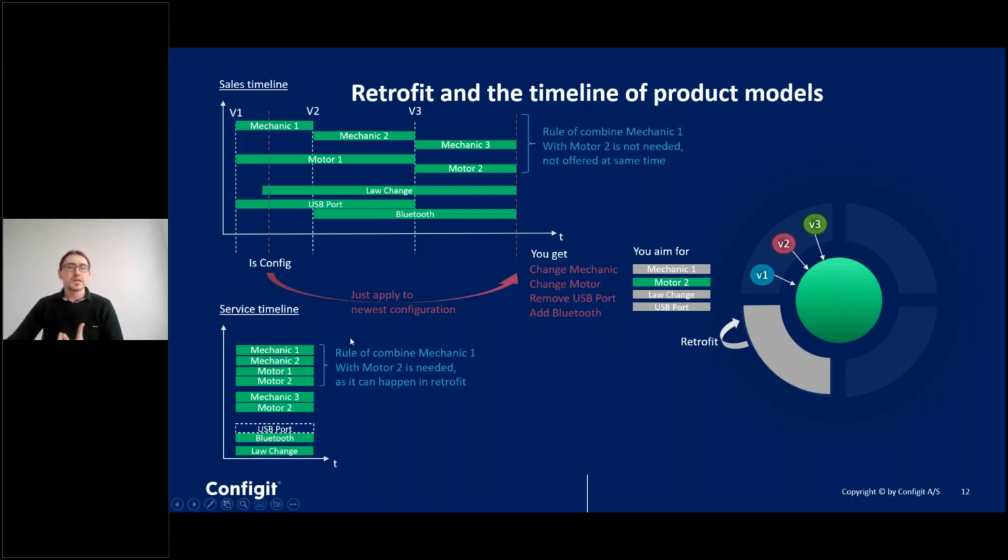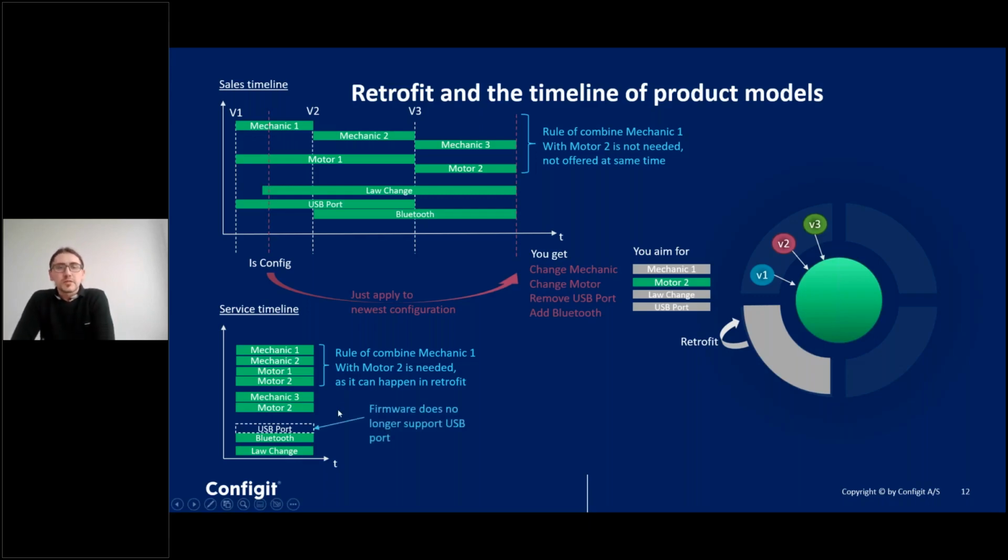So what we have to do is add a couple of rules, because in the sales timeline we do not have any rule which defines if the mechanic 1 we have here is combinable with the motor 2 we have here, because they were never sold at the same time. So there was no need for these kinds of rules. When we talk about a service timeline, then we need this rule, which defines if I can execute a mechanic 2 with an update to motor 2, so can I execute that one and this one together. So I have to apply some additional sales service rules to the model.